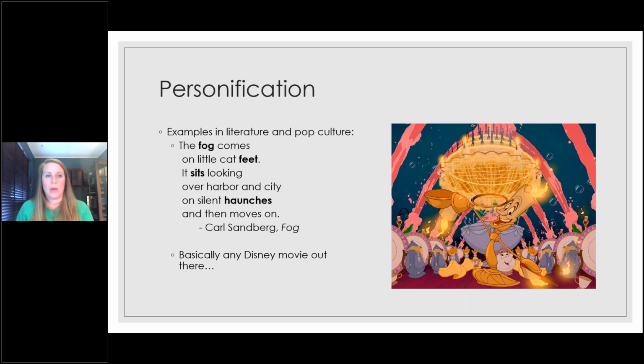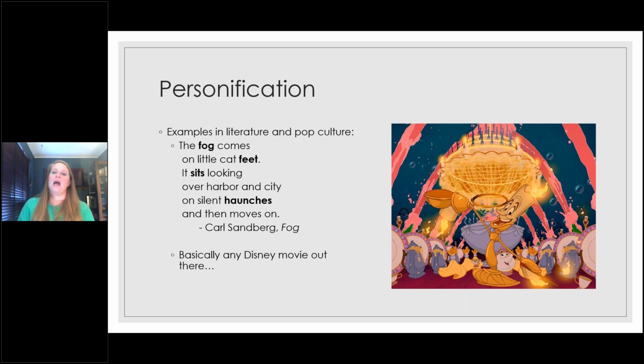But when it's described in this way, we picture that the fog isn't coming crashing in. It comes in on little cat feet. Well, cats are generally quiet and slinky and maybe slow. So we can really picture this fog rolling in very slowly, being very quiet. It just sits and looks over everything. It says on silent haunches, again giving us the image that the fog is creating this quiet and maybe almost eerie scenery, and then it moves on. So it's giving these human and animal characteristics to this non-human object to help us better imagine the scene.